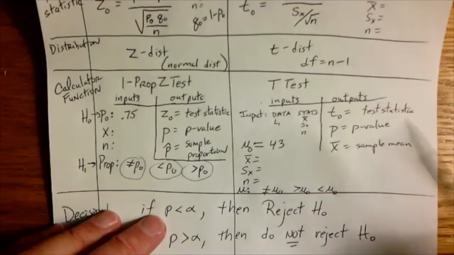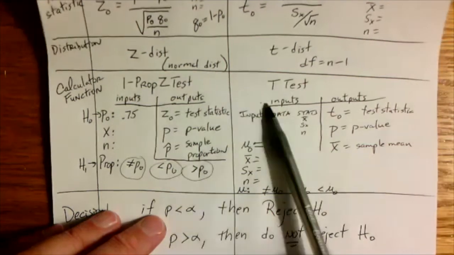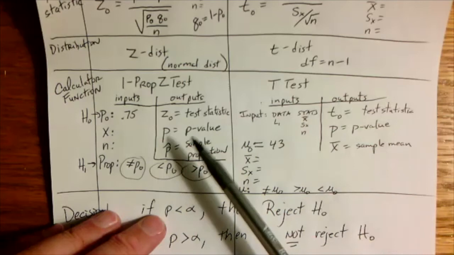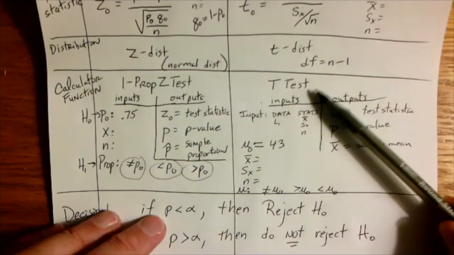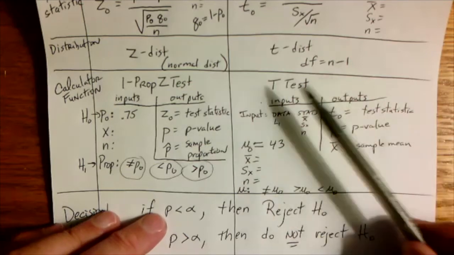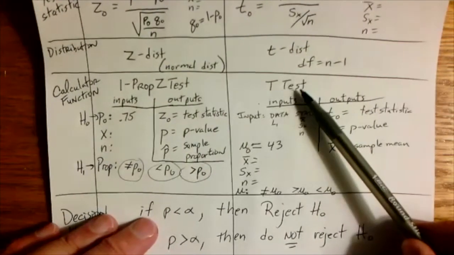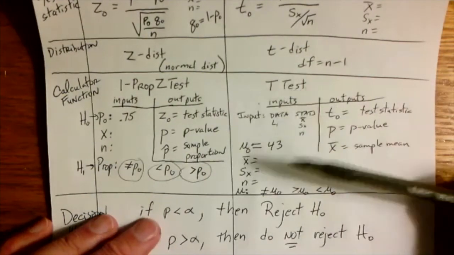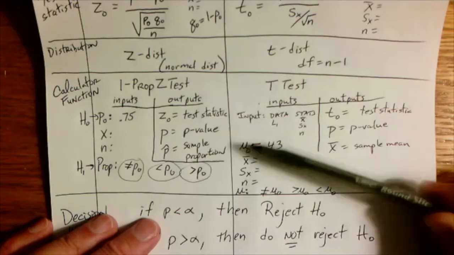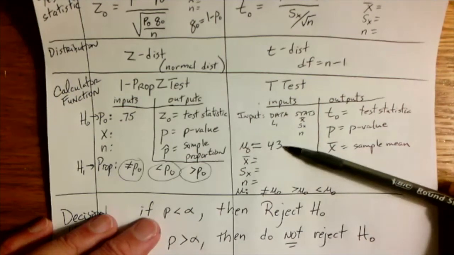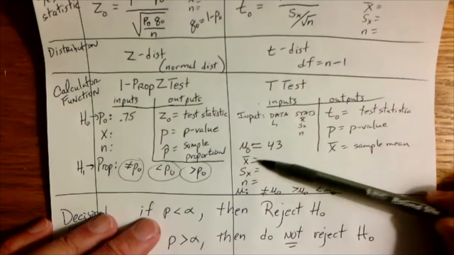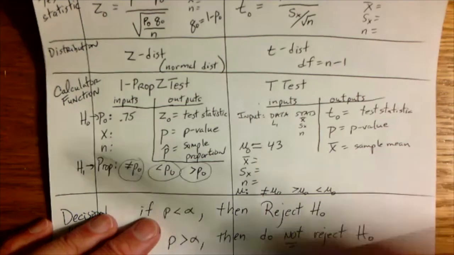Sometimes students will get these confused, and it'll be a proportion problem, and they'll use the t-test. Well, the t-test is not relevant to a problem where a claim is made about a proportion. You should recognize this right away, because it's going to ask you for mu0. You might get confused and write p0 there. But then it's going to ask you for x bar. You might confuse x bar with this x over here.